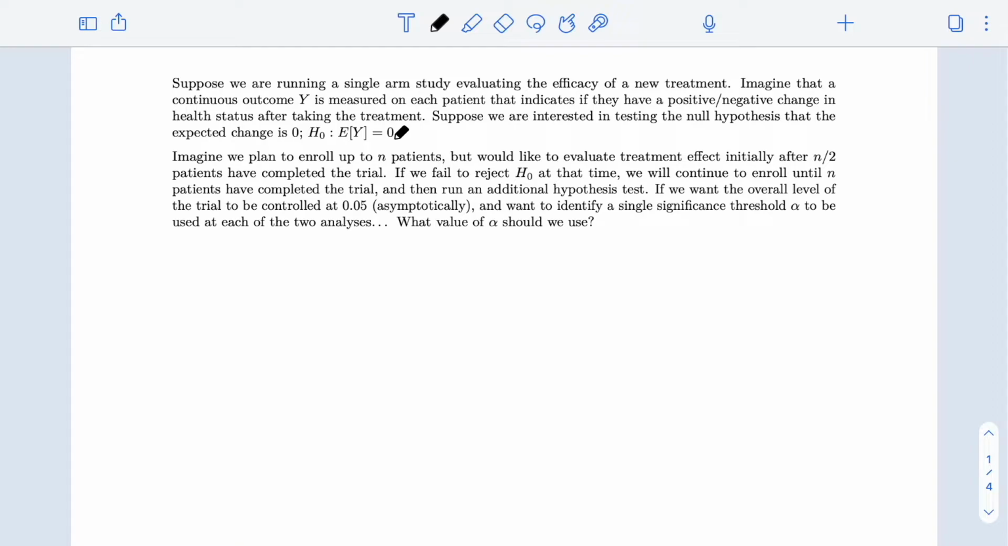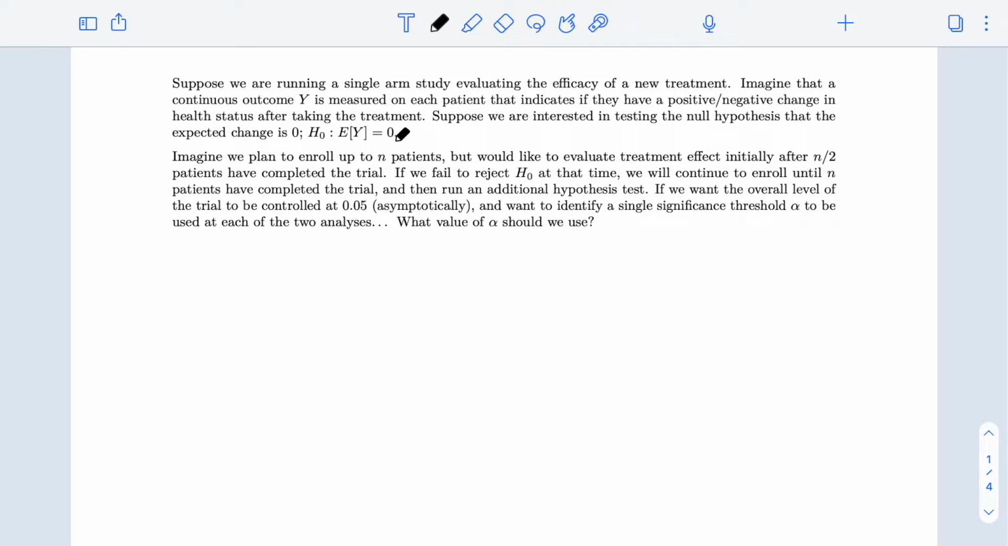If we fail to reject the null hypothesis at that interim analysis halfway through the trial, then we continue enrolling until we have a total of n patients in the trial and then run an additional hypothesis test at the end using all n patients. It's common that we would like to control the overall level of the trial at, say, 0.05. That is, if in truth the expectation of Y is 0, we would like to reject the null hypothesis a total of only 5% of the time, and that has to include either rejecting the null hypothesis at the interim analysis or at the final analysis.